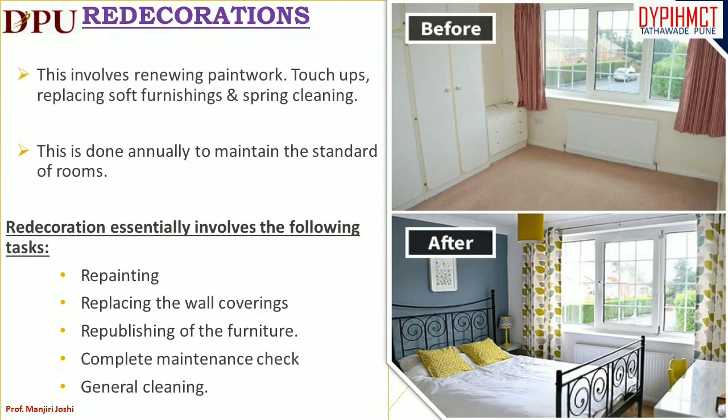Now, we will learn about redecoration. This can involve the renewal of paintwork, touch-up of furniture and accessories, renewal of soft furnishings, and spring cleaning. It is also done annually in order to maintain the standard of the hotel. The executive housekeeper should ensure that a high standard of work is maintained. He should decide whether the task is to be contracted.